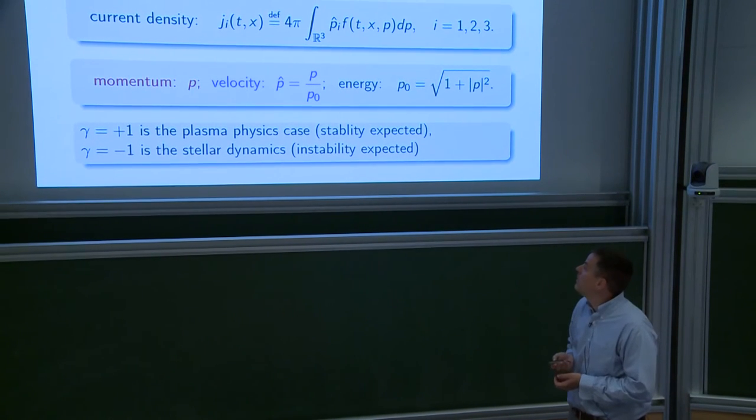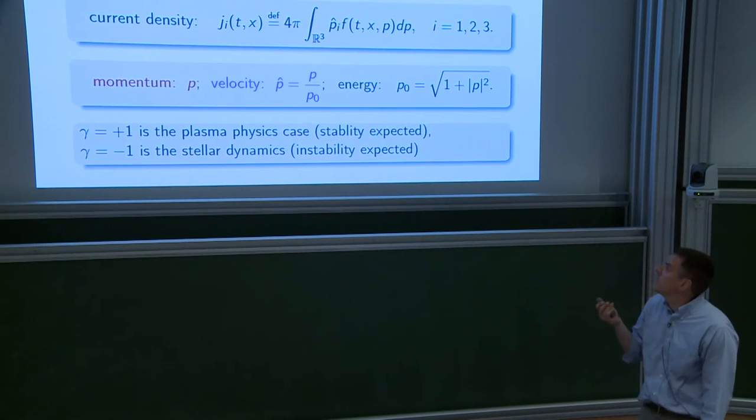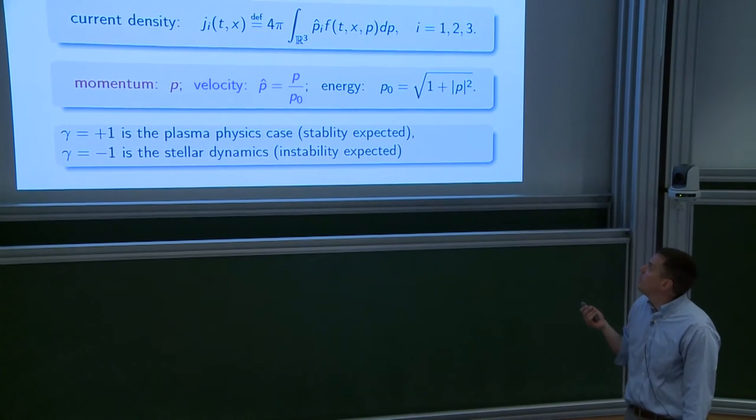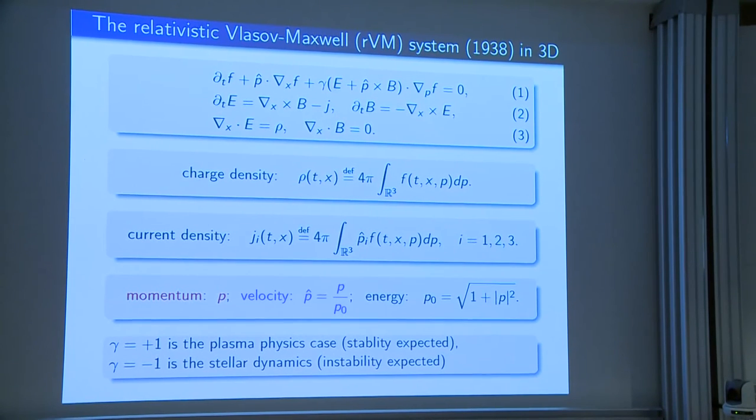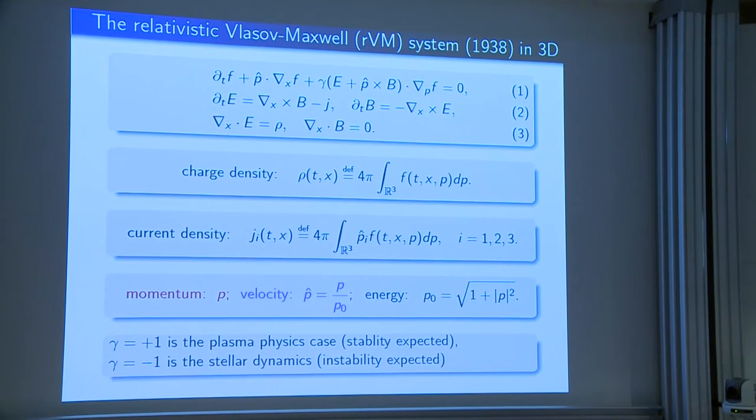And okay, so you might ask, well, there are these constraints here. How do you satisfy those? Well, it turns out that there's another equation that you can derive for rho and J that is a consequence of this system, and that equation itself predicts that the constraints are propagated by the equation if they're satisfied initially, so you don't have to worry about that. So that's relativistic Vlasov-Maxwell in 3D.